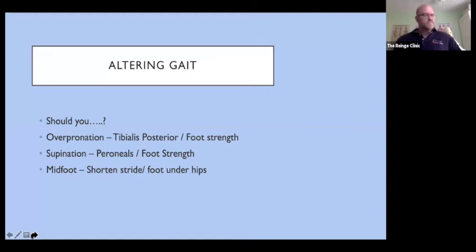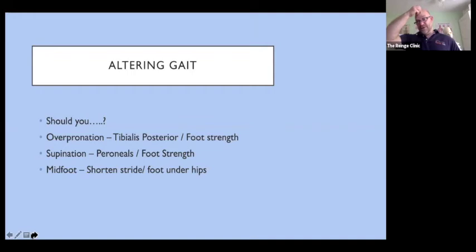Do you overpronate? Do you forefoot strike? Or do you heavily heel strike? Yes, maybe you do, but you have no problems. You've never had shin splints. You've never had compartment syndromes. You've never had anything like that. Why should you change? Well, not necessarily. Just make sure you get the right pair of shoes for the job.